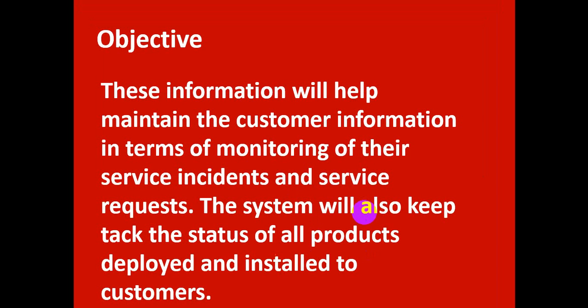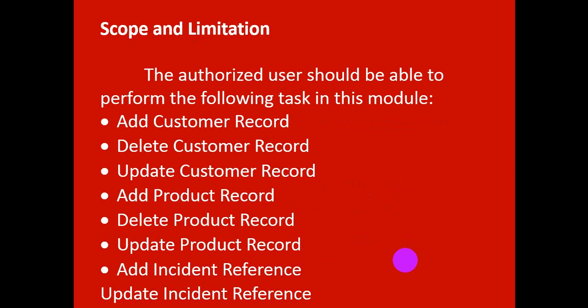The objective. This information will help maintain the customer information in terms of monitoring their service incidents and service requests. The system will also keep track of the status of all products deployed and installed to the customers. The scope and limitation. The authorized user should be able to perform the following tasks in this module. He should be able to add, delete, update customer record, and as well as add, delete, update product record, and add incident reference and update it.